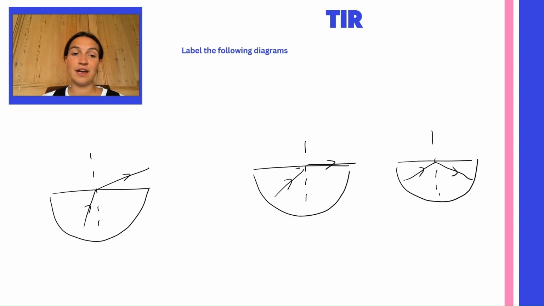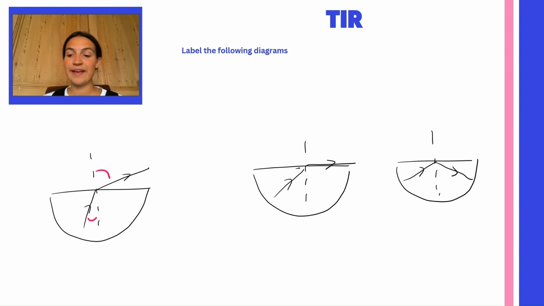Okay, total internal reflection, label the following diagrams. So my first one here, I've got that would be my angle of incidence, and that would be my angle of refraction, and refraction is a larger angle than my angle of incidence in this example because I've got my semicircular glass block, so it's moving from something more optically dense to less optically dense.